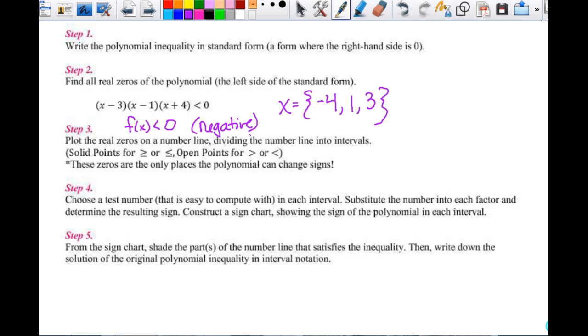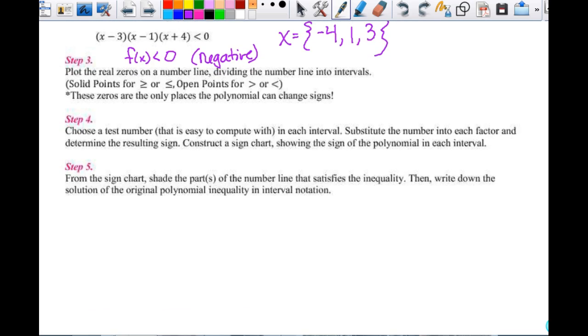It says to plot the real zeros on a number line, dividing the number line into intervals. So that's why there's a space down here. We're going to draw a line, like a number line. You can use number lines for many things. And plot the real zeros. So we don't have to put 1,000 little hash marks on there. If this is -4 here, then that could be like 1 right there and 3, right? Like 1 and 3 are close. Then my circle, what? Open. So I have open circles here at those zeros, right?